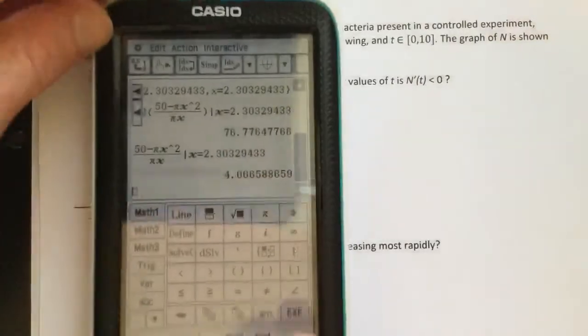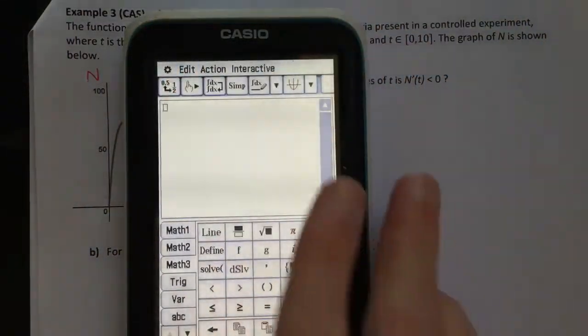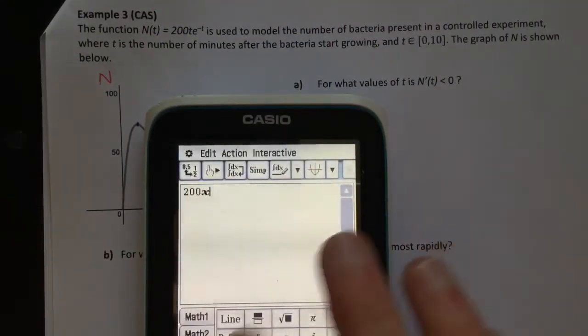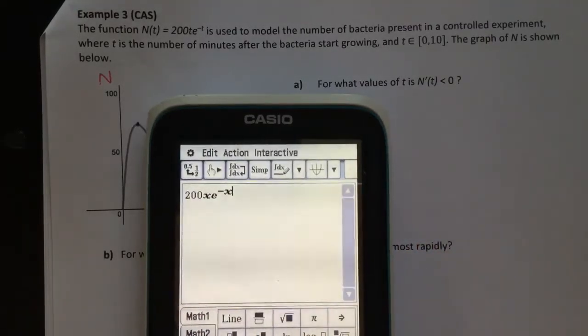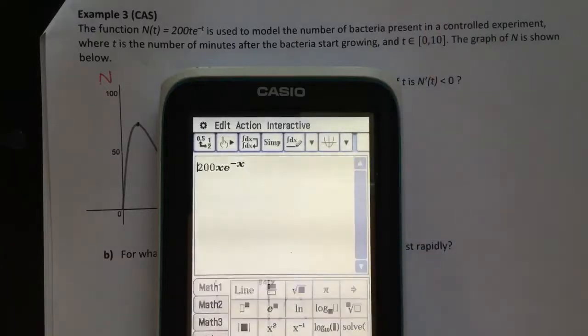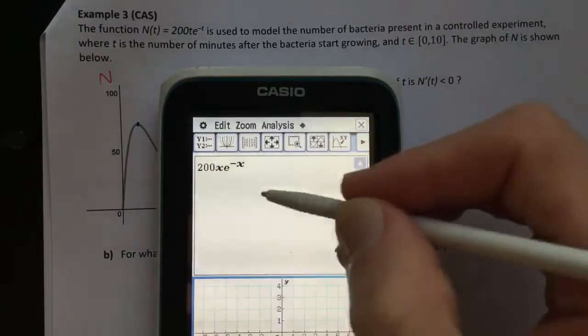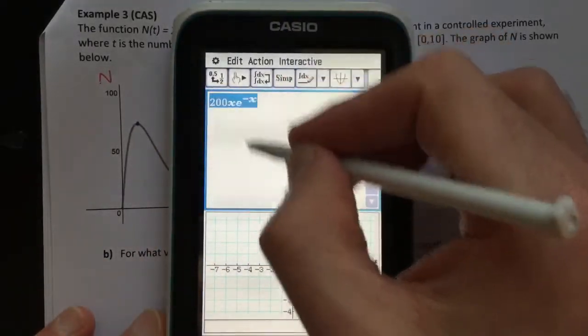I'm just going to mark the point, because once we get the values from the calculator, I'm going to label it. Clear all the stuff we had from the last one. All right, so the function was 200t, we're going to put it in as 200x, times e to the power of negative t. Again, I'm just going to use x instead of t. Again, I'm a fan of doing the graphs in the main screen so that we can do some calculations while we can see the graph down the bottom. So let's drag this on.